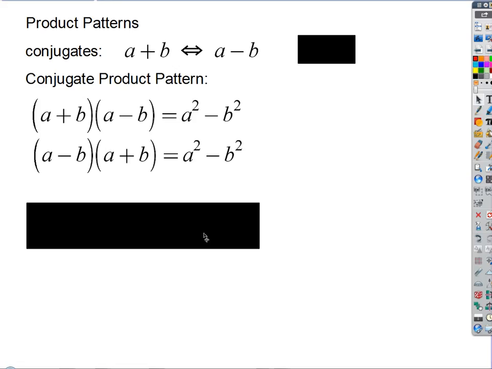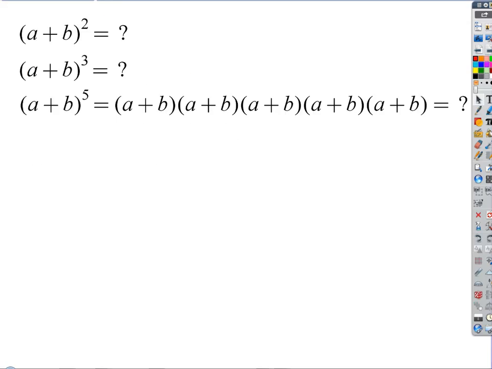So either A plus B times A minus B or A minus B times A plus B. Either way, it doesn't matter, right? Multiplication is associative and commutative. We can multiply things in any order we want to. The result's going to be the same. Okay, so what do we get then?